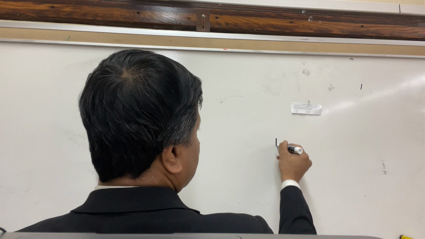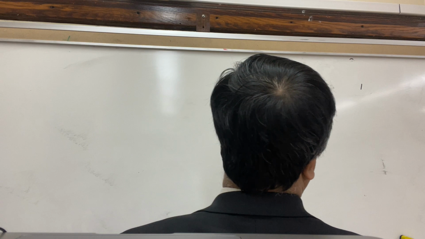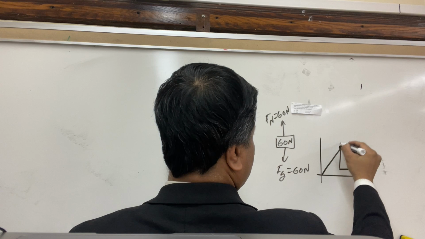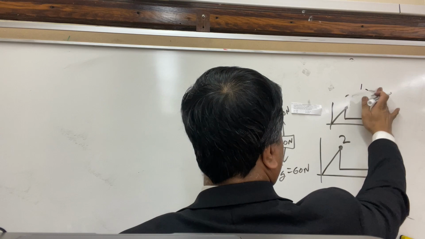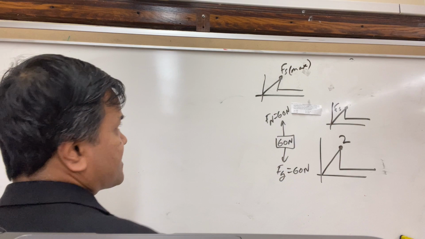Okay. So Fg is 60 Newton, Fn is 60 Newton. What do you need to find? The magnitude of the minimum force needed to start the rubber block moving across. So like minimum force. So this is at location 2. So at location 2 means Fs max. The entire diagonal line is Fs, but this location is Fs max. And this location is Fs min.